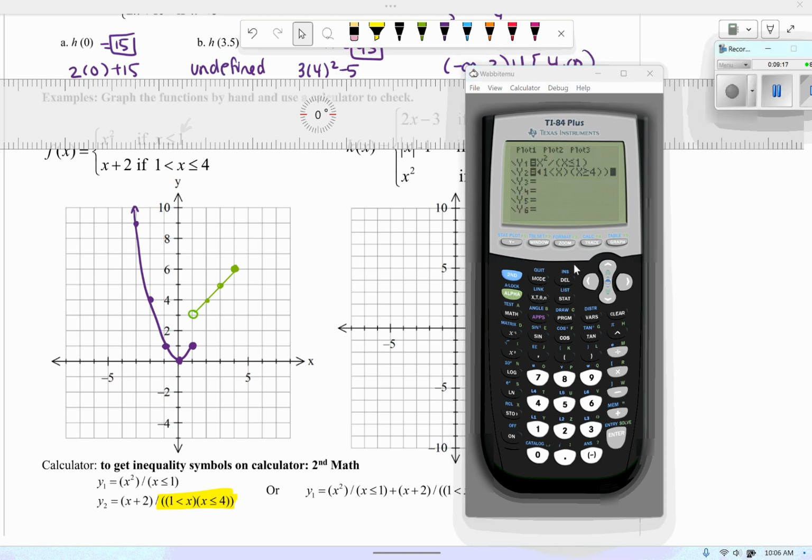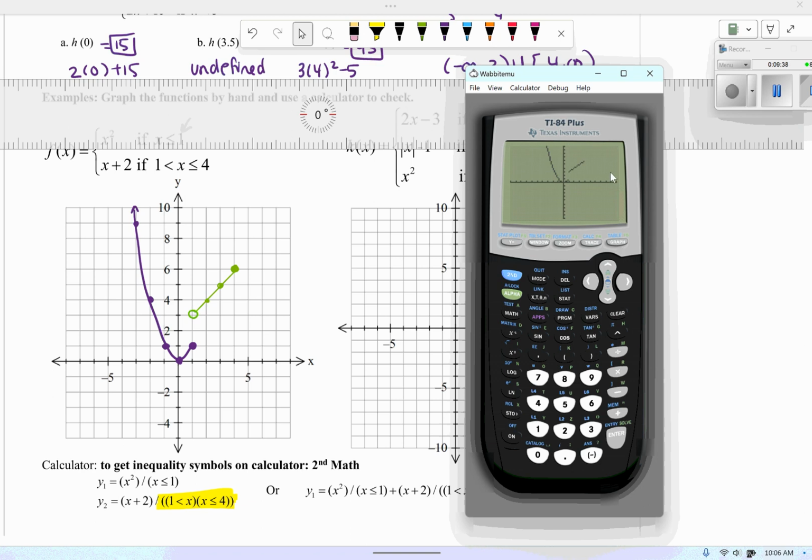And I just realized I put x values greater than or equal to 4 right here, so I need to fix that. Second math, we're just going to write over. It should have been less than or equal to. I was wondering why my graph was all the way over. So number 6. Okay, there we go. That should be better. So now I can hit graph.